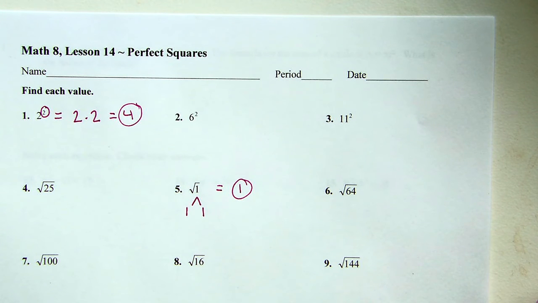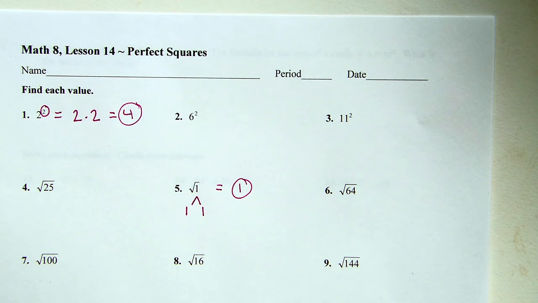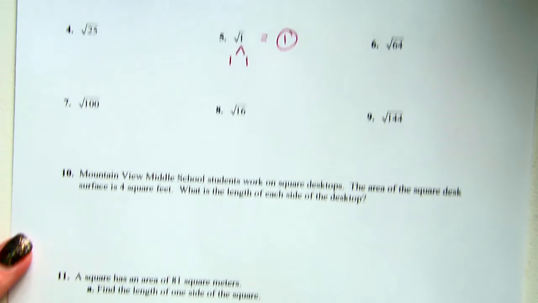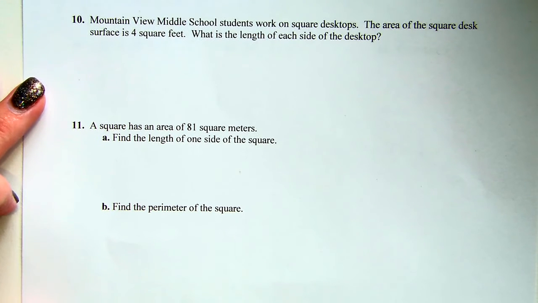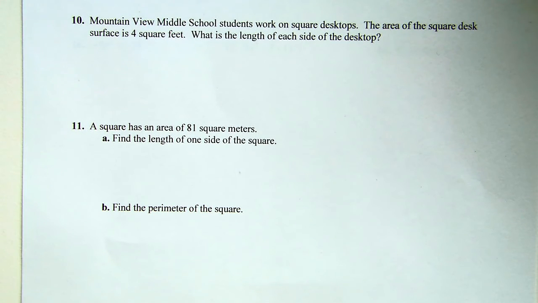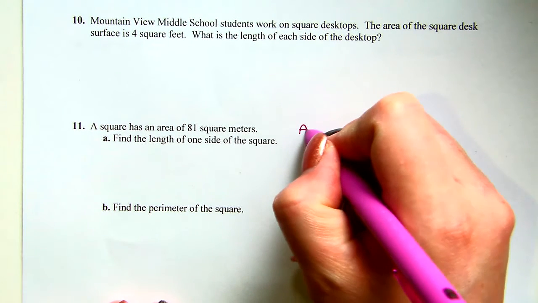Next, we're going to go ahead and give number 11 a shot. So I'm going to scooch this up, and here we go. Number 11 says a square has an area of 81 square meters. Our task is to find the length of one side of the square and to find the perimeter of the square. Now, in order to do this, we are going to need a couple of equations. The first one is that area is equal to length times width.